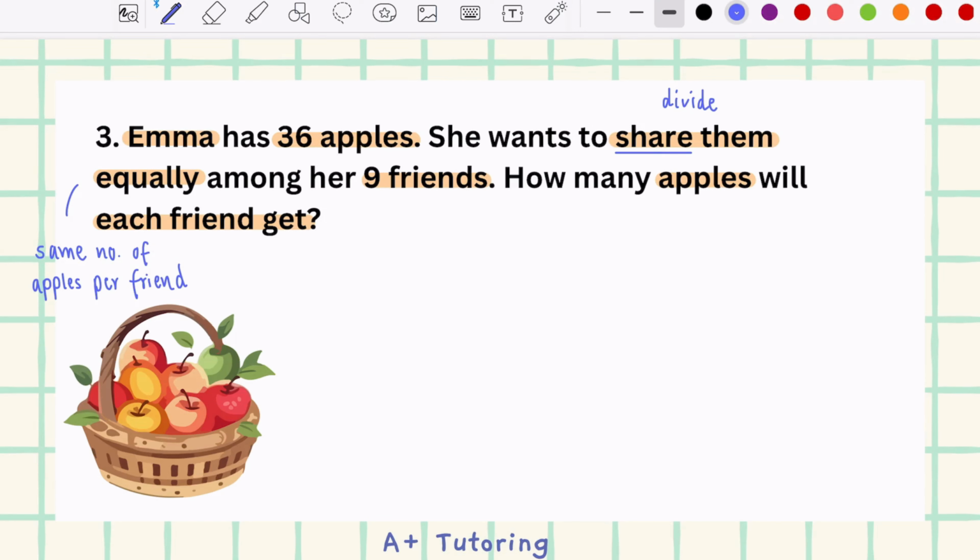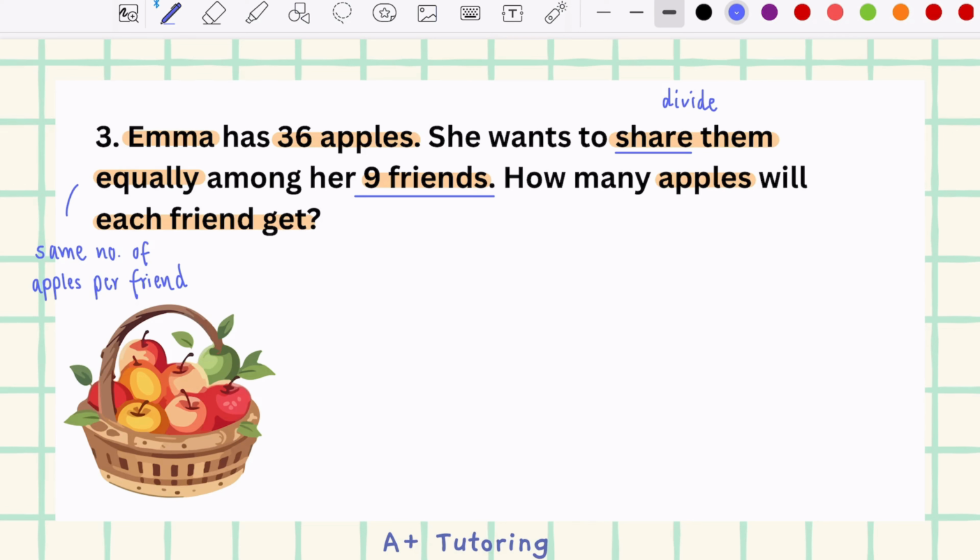And how many friends is she trying to share these 36 apples amongst? 9 friends, right? So in this question, we need to figure out how many apples each of her friends is going to get. She's got a lot of apples and she's got a lot of friends. So let's think about how we can figure this out. Another way to phrase this would be sharing 36 into groups of 9. So you've got 9 people that you need to divide the 36 into.